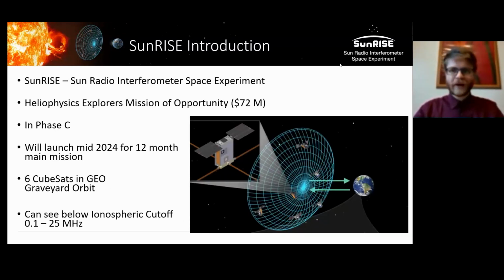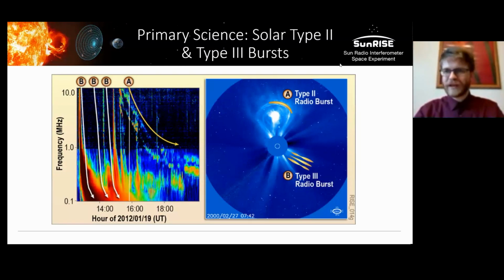SUNRISE is an acronym, like all things, it seems, standing for the Sun Radio Interferometer Space Experiment. We're a Heliophysics NASA mission opportunity, currently in Phase C, aiming for a 12-month main science mission starting in mid-2024. It's going to consist of 6 CubeSats in geograveyard orbit, each with their own low-frequency radio antenna, and key is that they can see below the ionospheric cutoff. With this new observing capability, they hope to localize solar radio type 2 and type 3 bursts, which are associated with the generation of solar energetic particles.